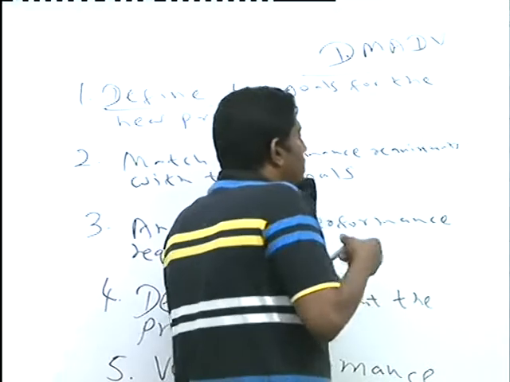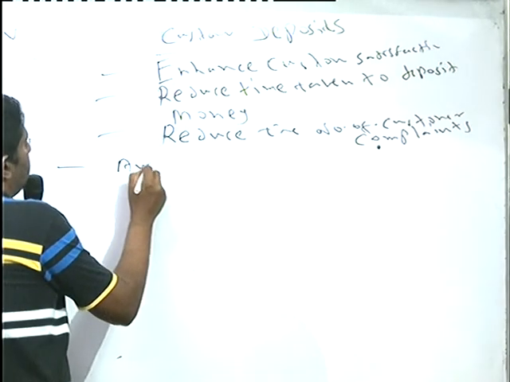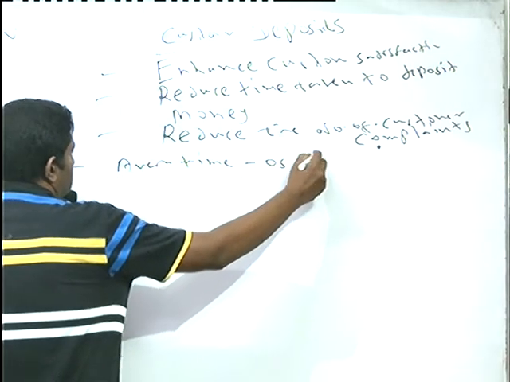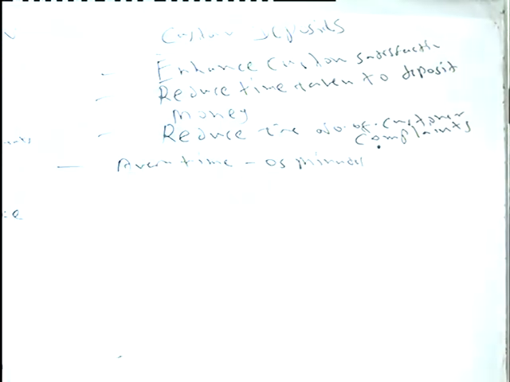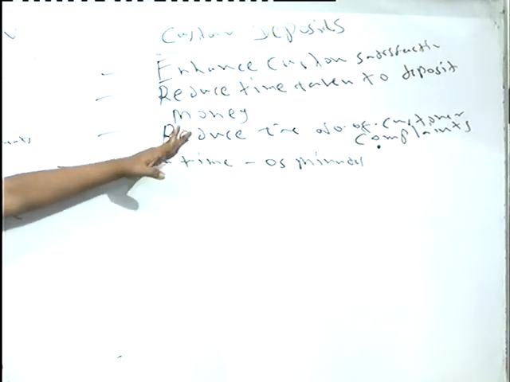For example, I will set a KPI regarding the deposit, time taken to deposit money. I will say average time is 5 minutes. That's the objective. I know from the normal process it will take 30 minutes, but in the new process I want to make sure the customer is able to deposit money within 5 minutes, averagely.